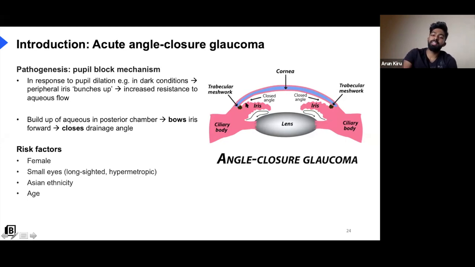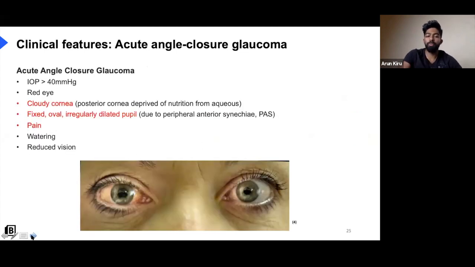But this time these adhesions zip up the drainage angle at the front. You don't need to remember they're called peripheral anterior synechiae, but you just need to remember that. That's why the pupil can't constrict, because it's literally stuck down. It's fixed and it's irregularly dilated, so it's bigger than normal. You get pain, watering, and reduced vision.